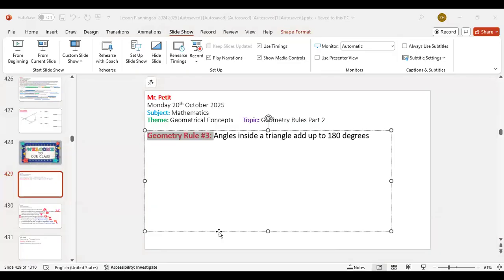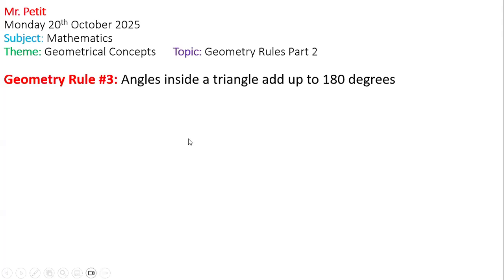Acacia, where's Acacia? I'm right here. Okay, can you read the third rule? Geometry rule 3. Angles inside a triangle add up to 180 degrees. Very good. Amari King, I need you to read that rule as well. Geometry rule number 3. Angles inside a triangle add up to 180 degrees. Very good. So what does that mean for us?